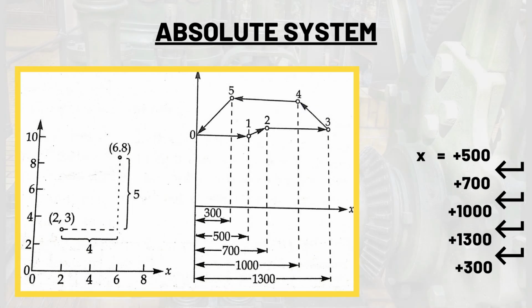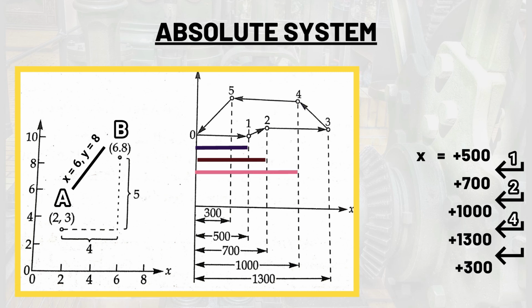Next we have the absolute system. In this system, the movement commands are with reference to the origin. The movement from point A to point B is specified as x equals 6 and y equals 8. Now for drilling 5 holes in this type of system at different locations, the command for the x direction would be 500, plus 700, plus 1000, plus 1300, and plus 300.